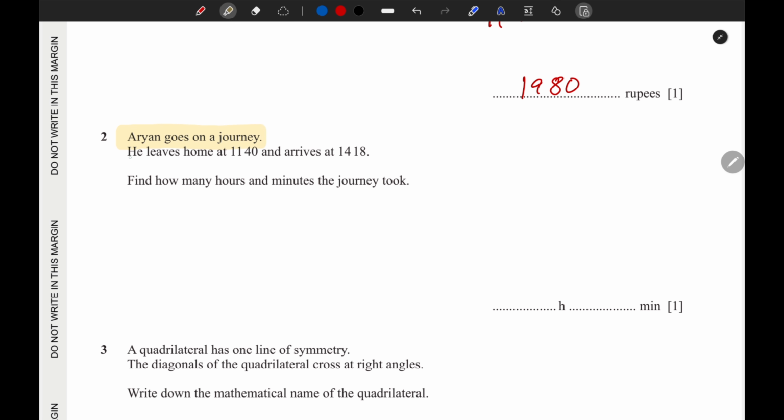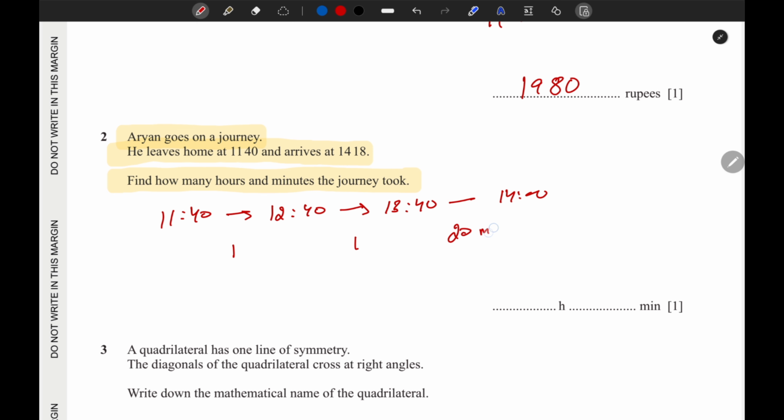Okay, going to the next question. Aryan goes on a journey. He leaves home at 11:40 and arrives at 14:18. Find how many hours and minutes the journey took. So what we can do is, from 11:40 to 12:40 is 1 hour. Then from 12:40 to 13:40 is again 1 hour. And from 13:40 to 14:00, this is actually 20 minutes. So now the total is 2 hours and 20 minutes.